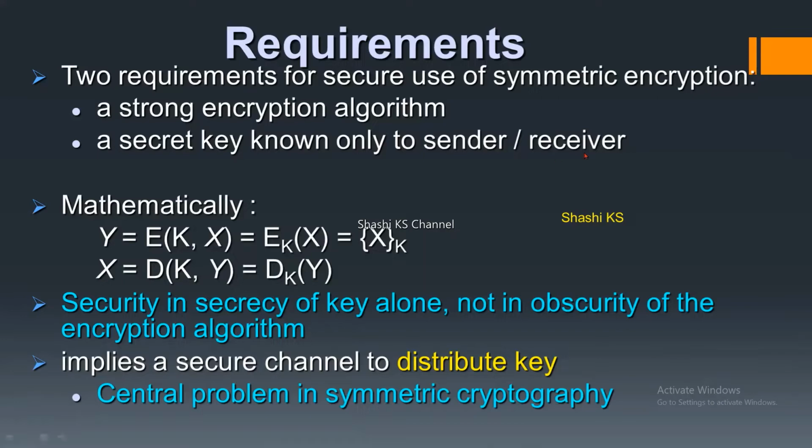So mathematically, you can say Y is equal to E(K, X). If we apply the encryption algorithm, let X be the plain text. The encryption algorithm is applied on the plain text as well as the key K to produce the ciphertext Y. At the receiver side, the plain text X is obtained by applying the decryption algorithm. Here, the decryption algorithm is denoted as D, and it is applied on the ciphertext Y and the secret key.